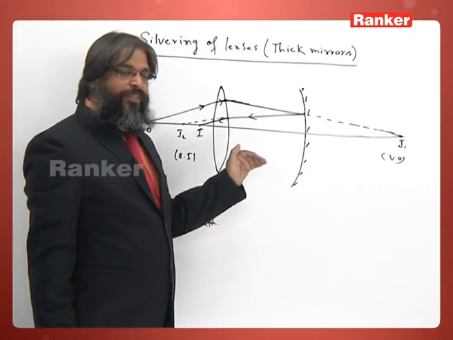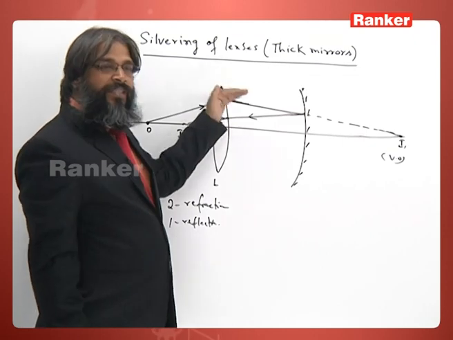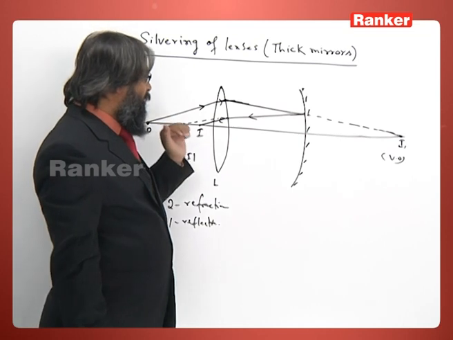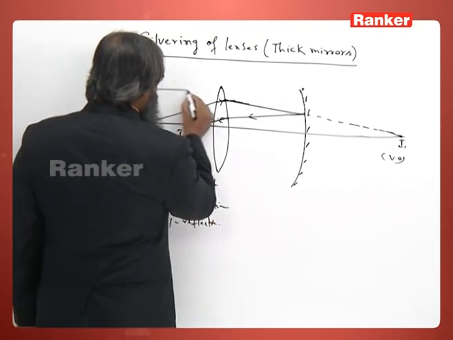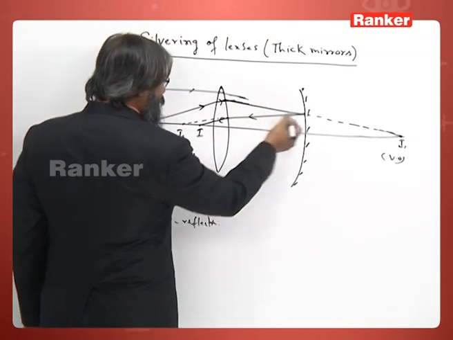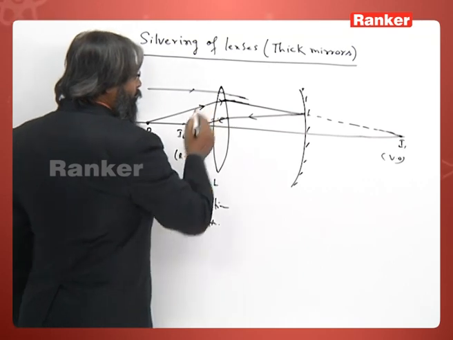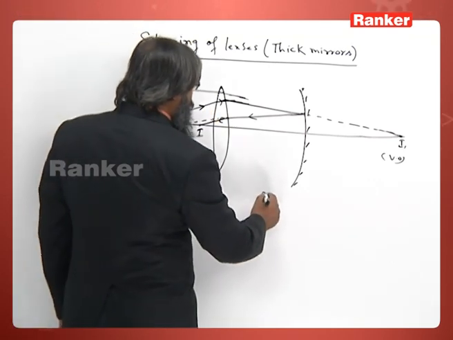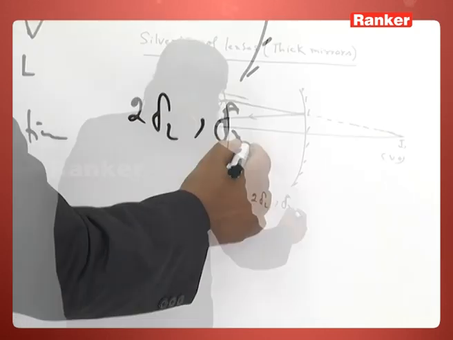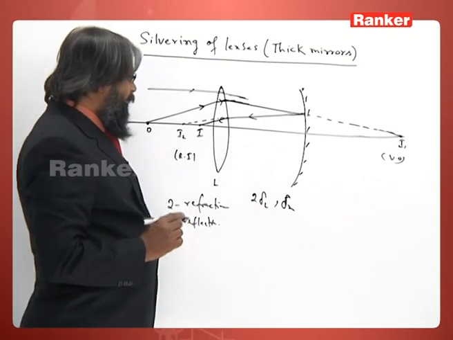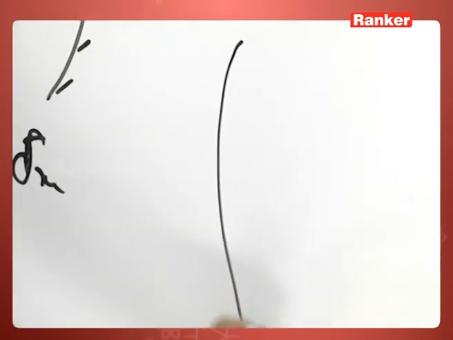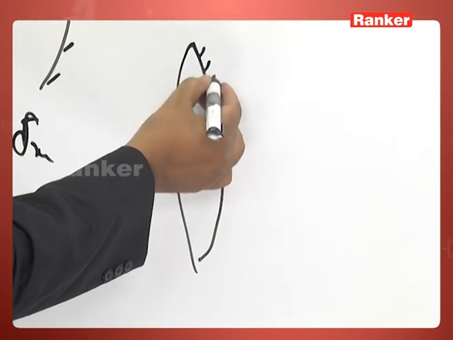At each stage, the ray gets deviated by the optical system. Suppose I consider a parallel ray, then it will be deviated here, then again it will be deviated by this, then again deviations. So, the ray will be deviated 2 times by the lens and 1 time by this mirror. Now, in silvering of lens, what do we do? We take a lens and silver this.